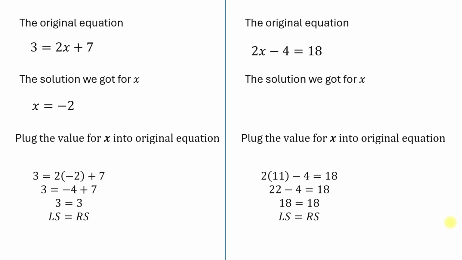For the other question, 2x minus 4 equals 18, the solution that we got was 11. So we take that 11 and we substitute it back into the original equation for x, we get 2 times 11 minus 4 equals 18. And when we finish that, we end up with 18 equals 18. Our left side equals our right side. Therefore, we can be really confident that we got the right answer, that x is indeed 11.